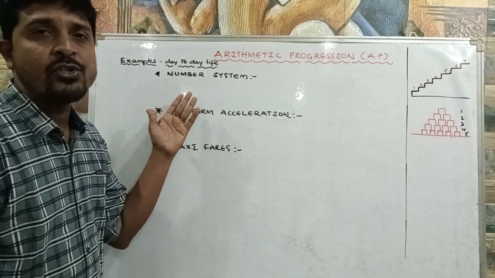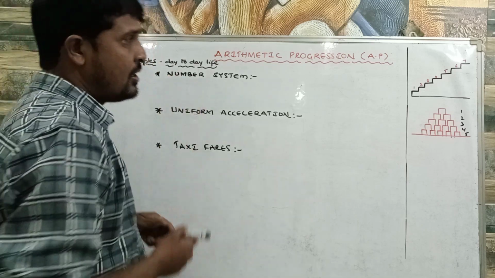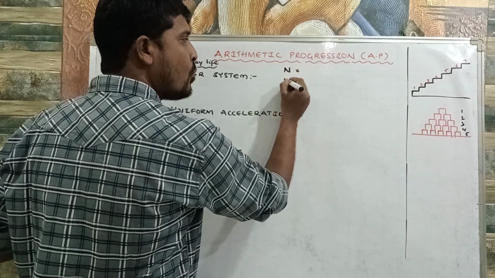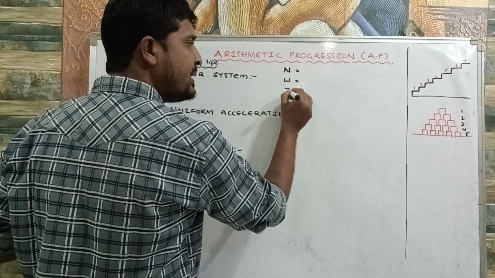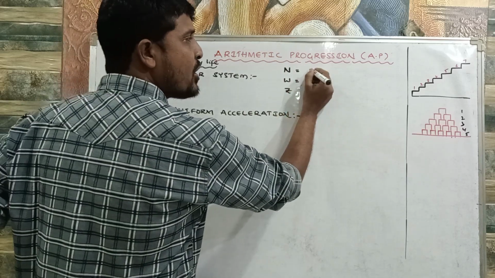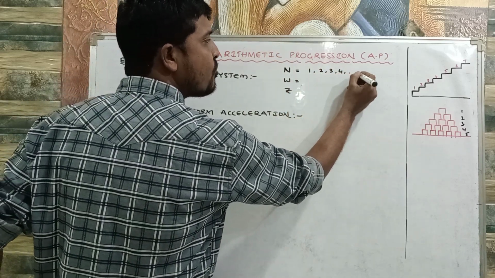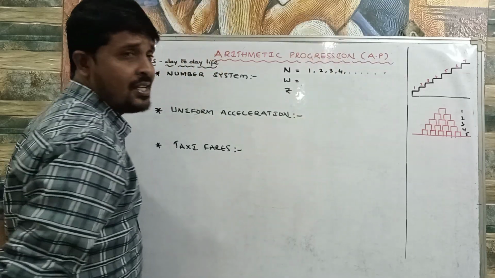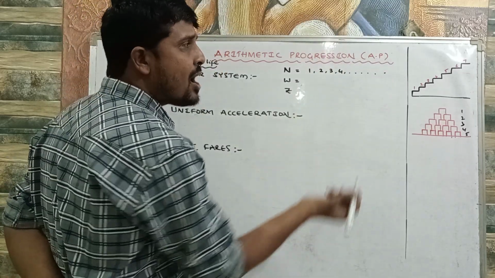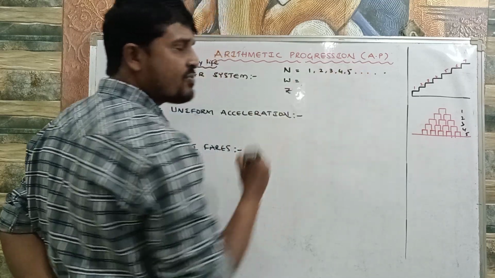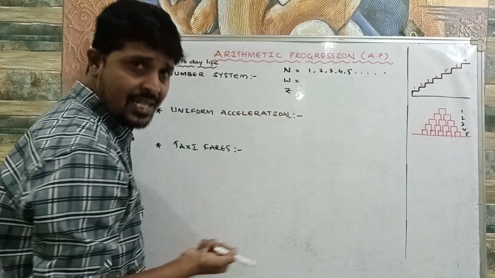The first example I'm going to take is the number system. You all know we can take the example of the natural number system, whole number system, or even integers. So in what way are we going to write? We start with 1, 2, 3, 4 and so on. When a third grader is asked what the next number after 4 is, he will answer 5 without knowing what a progression is.